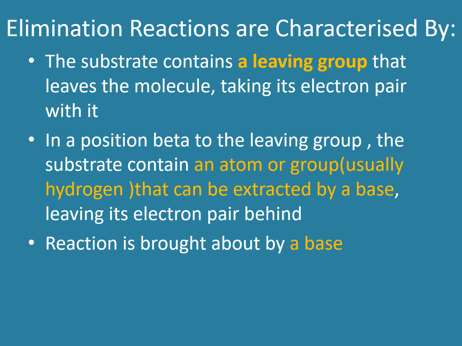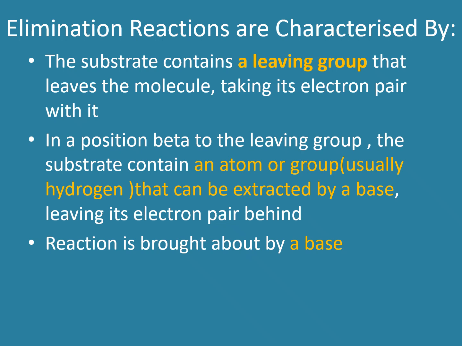We have seen the elimination reactions and the examples. These elimination reactions are characterized by three steps. The first one: the substrate contains a leaving group that leaves the molecule taking its electron pair with it. Halogen is one example of a leaving group. The substrate contains a leaving group that leaves the molecule, taking its electron pair with it, and in a position beta to the leaving group.